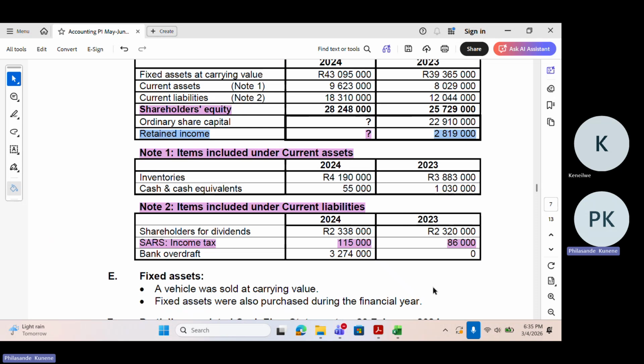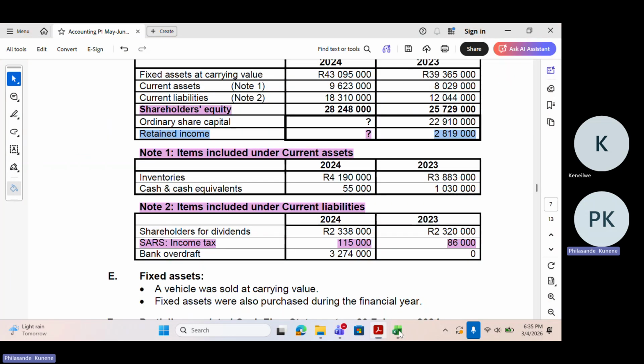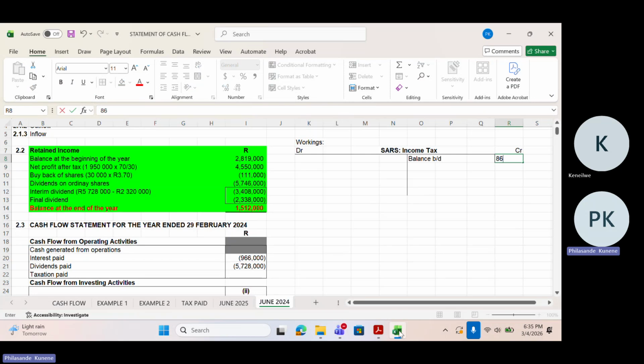So if it's a liability account, my opening balance of 86,000 rands should be a balance brought down on which side, debit or credit? Credit. Exactly. I'm going to have my credit balance, balance brought down. Okay, balance BD, which is how much? That is 86,000 rands. I'm going to have my 86,000 rands this side.